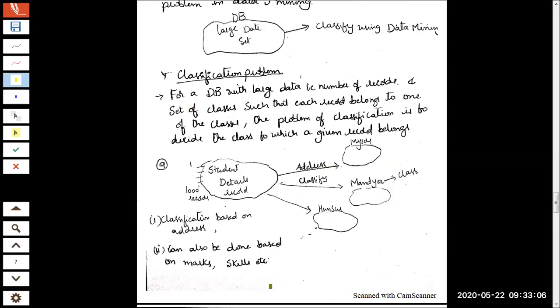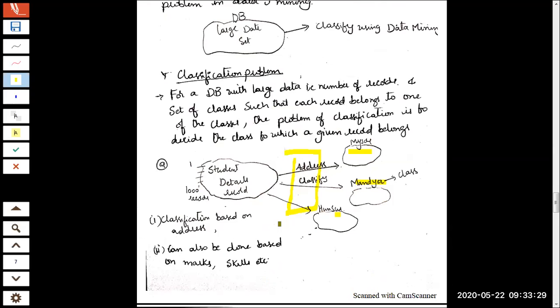So this was my example. This is the input student record. We have a classifier in between. Three classes are there: Mysore, Mandya, Hunsur. Step one, we have trained the classifier using the attributes available in the student record. That is the training phase. Step two is the testing phase.